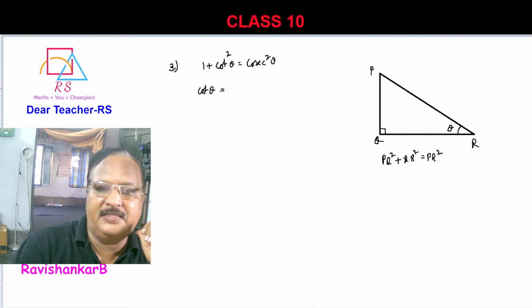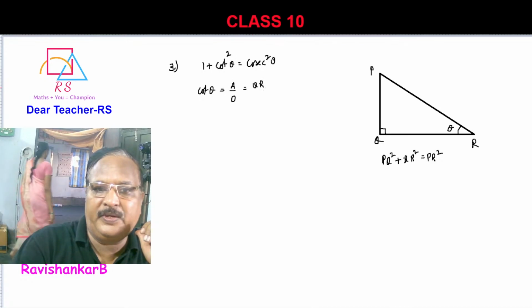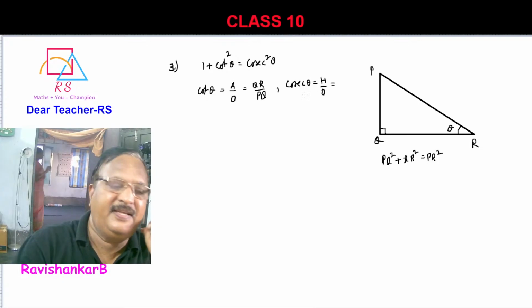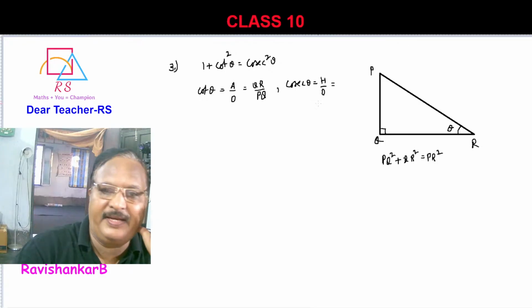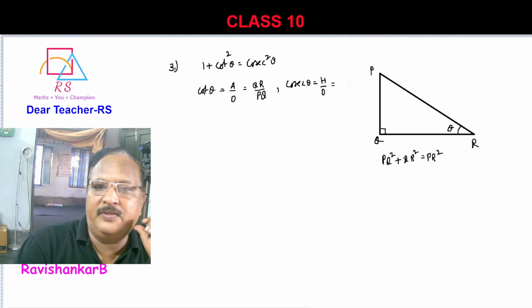So cot theta is equal to adjacent side by opposite side. Adjacent side is QR and opposite side is PQ. And cosecant theta is equal to hypotenuse by opposite side. These definitions you have to remember very well. So hypotenuse is nothing but PR and opposite side is nothing but PQ.